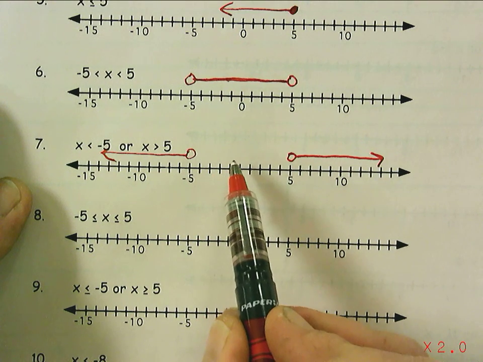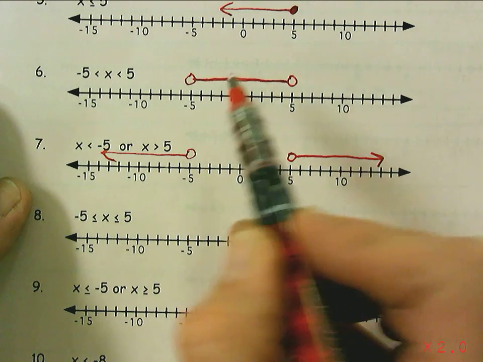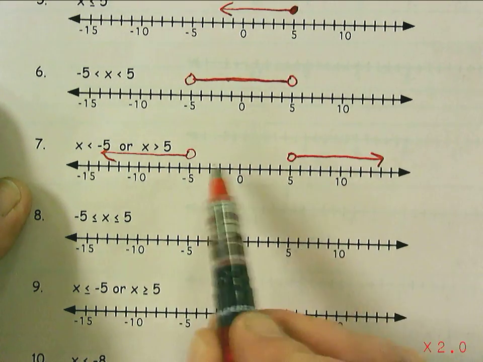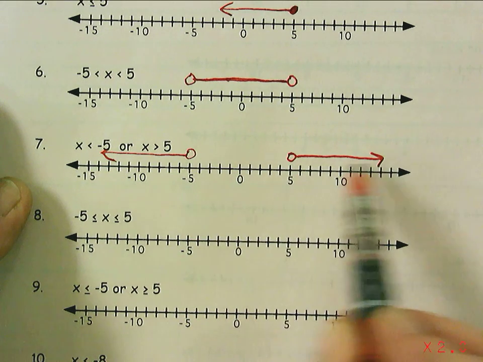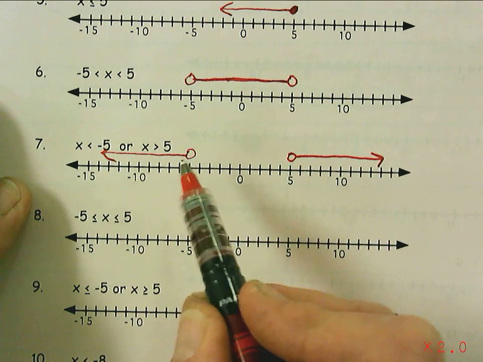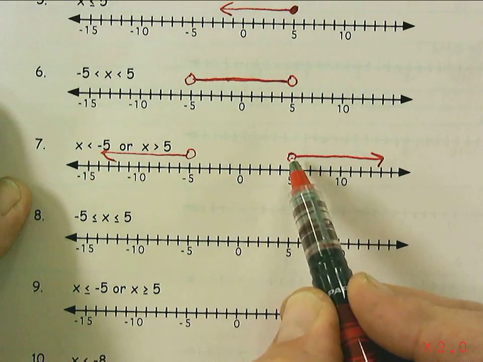So it's sort of the opposite of the one we just did. What we just did is x is between here, and now x is not between there. It's the other direction away. And again, open circles because it does not include the starting values.